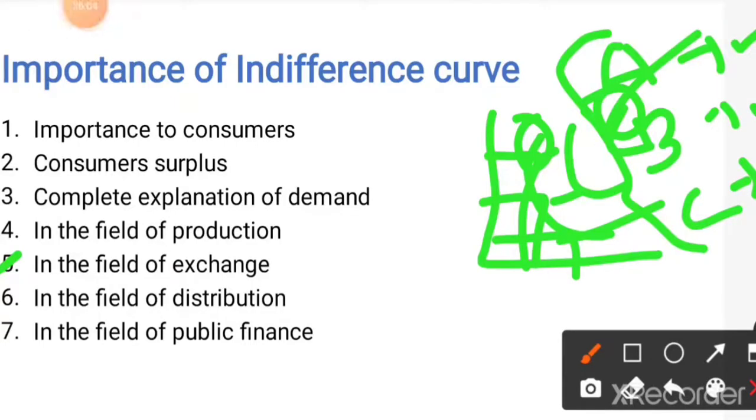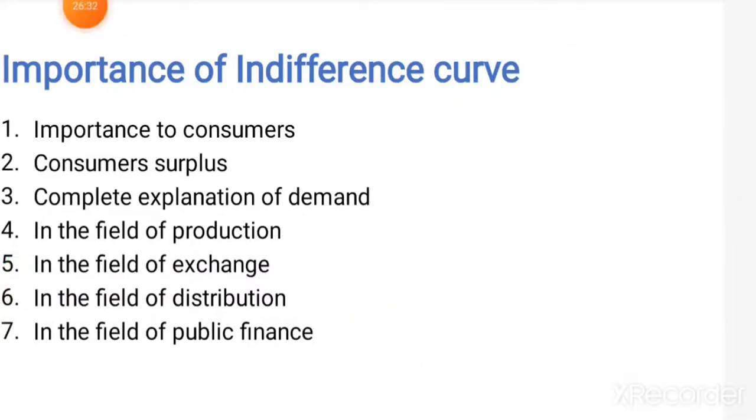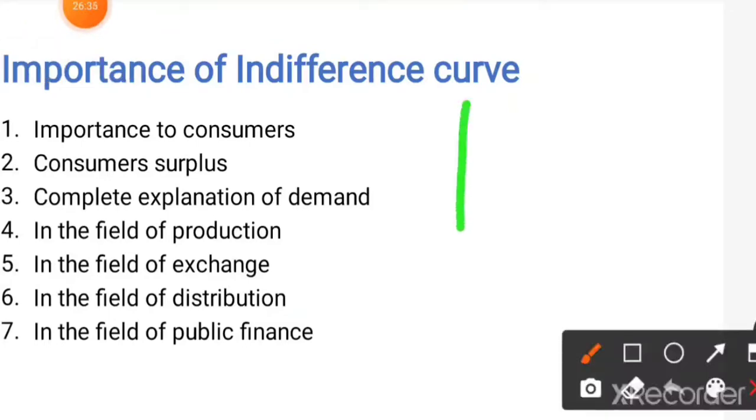Students, here the 6th and 7th points have the same meaning, that is, in the field of distribution and in the field of public finance. These two are related to the government sector. The government will try to differentiate these sectors, like the education sector, the health sector, the rural sector and the urban sector. Which field is doing better, the government will try to explain by plotting this graph. First the government will take some data from the ministries, and all those things the government will try to plot by using this indifference curve.